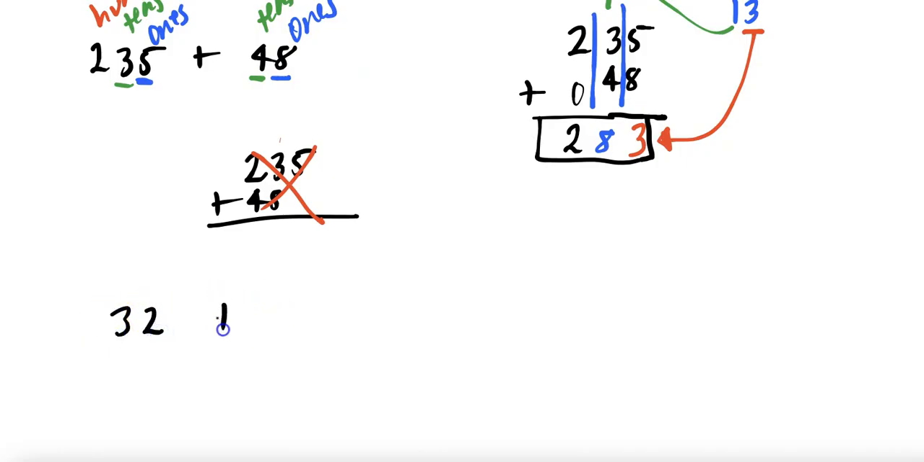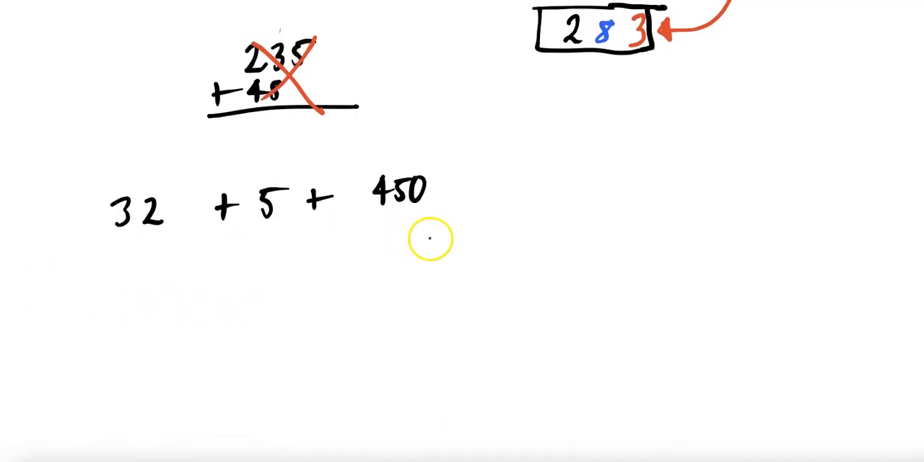32 plus 5 plus 450. Okay? Now, there are many ways to solve a problem with multiple amounts. You can do 2 amounts at a time or line up all 3 of them at the same time. Now, if you line them up, I would recommend to start with the one that has the most digits.